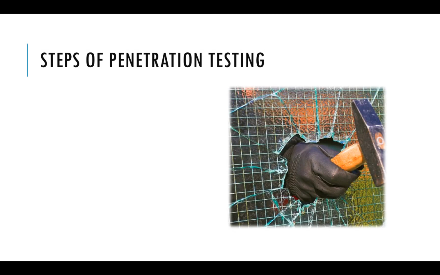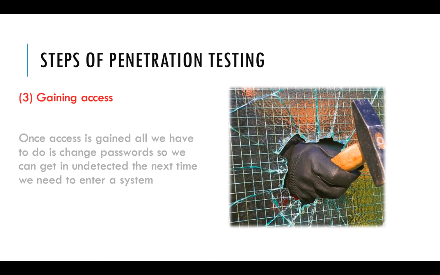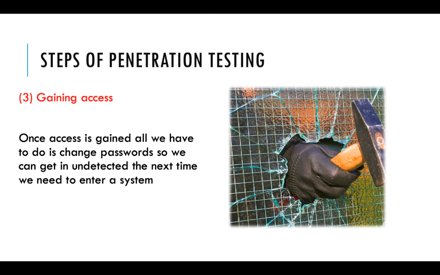The third step of penetration testing is gaining access. And once access is gained, all we have to do is change passwords so that we can get in undetected next time we need to enter a system. The point of this is you don't want to hang around unauthorized in the system because this risks being detected. We want to get in, set up a user account, change some passwords and get out as fast as possible. And that leads us into step 4.